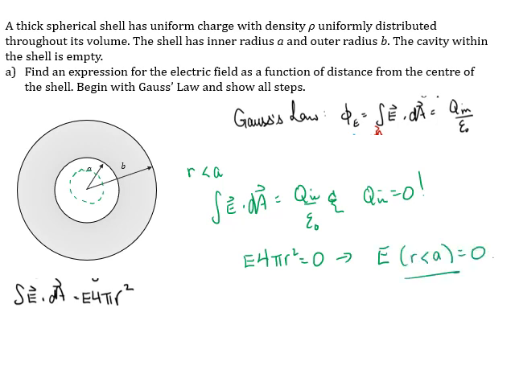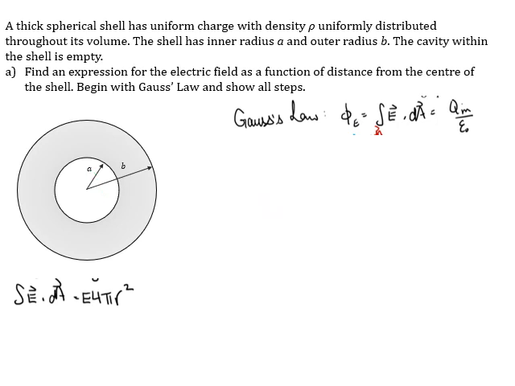Okay, there's the first bit done. We already found the electric field inside here. It was 0 because there's no charge. Next bit is what is the electric field inside the insulator itself, so in between A and B. So let's pick a Gaussian surface that has a radius that's bigger than A, but smaller than B. We'll draw our Gaussian surface here, a sphere with radius between A and B. We're going to apply our Gauss's law.